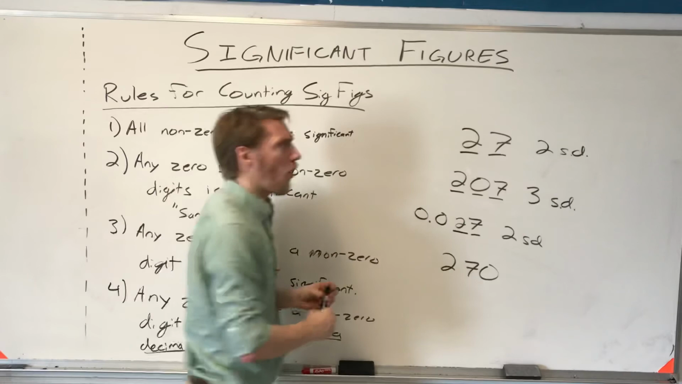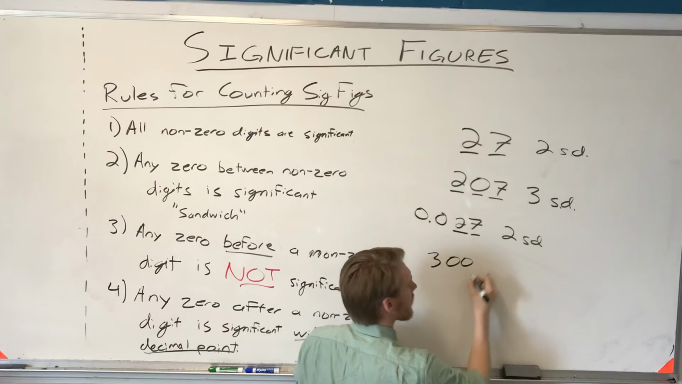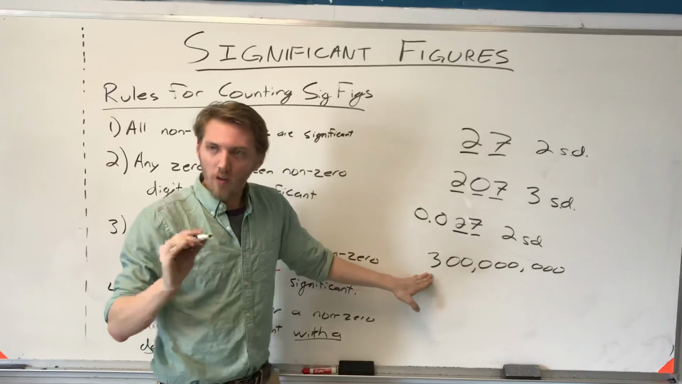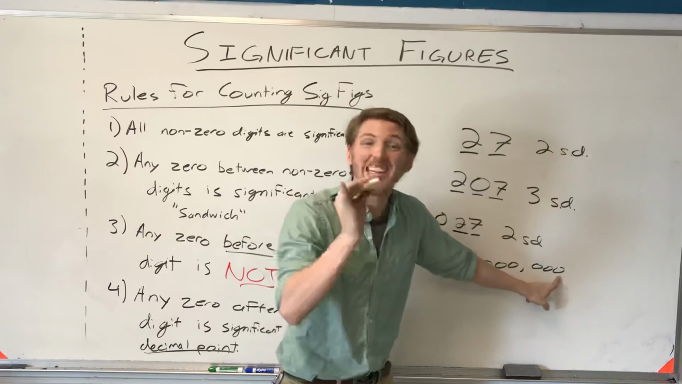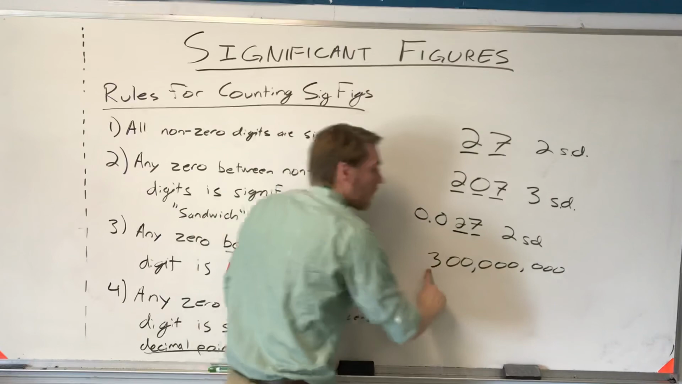Let me use a bigger example. The speed of light is 300,000,000, or 3 times 10 to the 8, meters per second. That's the speed of light. We don't know the speed of light is exactly 3,000,000,000 meters per second. In fact, it's not that. It's a little less than that. It's about 299 million meters per second. So when I write this number as 300 million meters per second, that's an estimate.